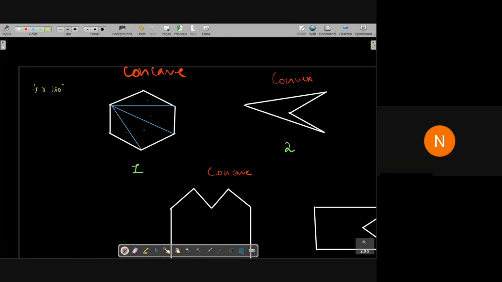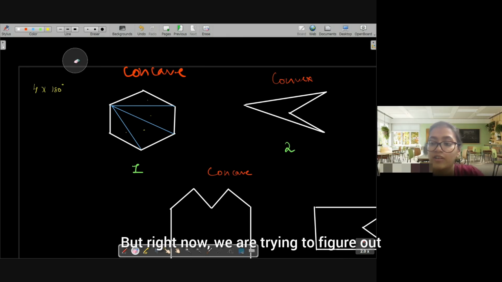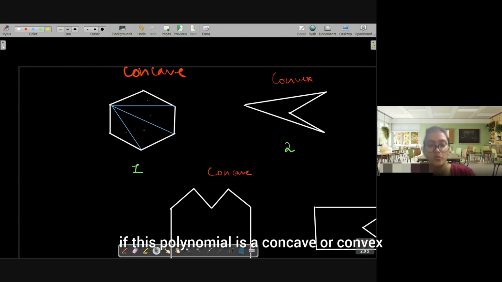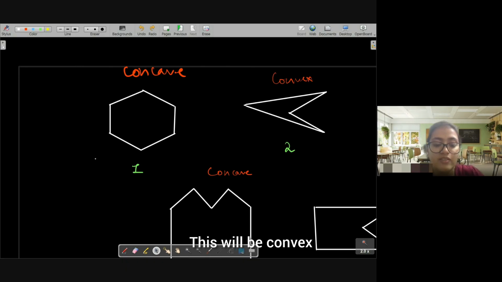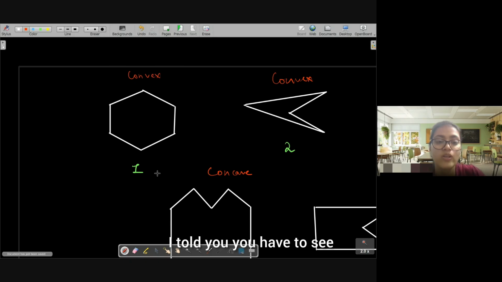But right now, we are trying to figure out if this polygon is a concave or convex polygon. Okay, Megan. This is not concave. This will be convex. Let's understand why. I told you, you have to see if it has any angle which is more than 180 degrees. I think you have some confusion there.